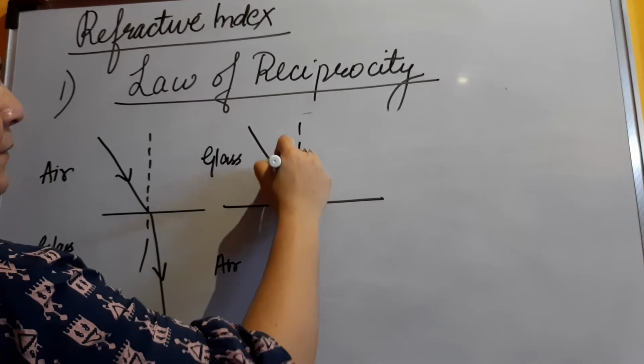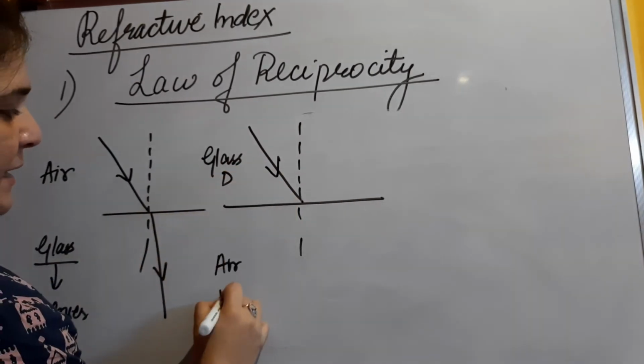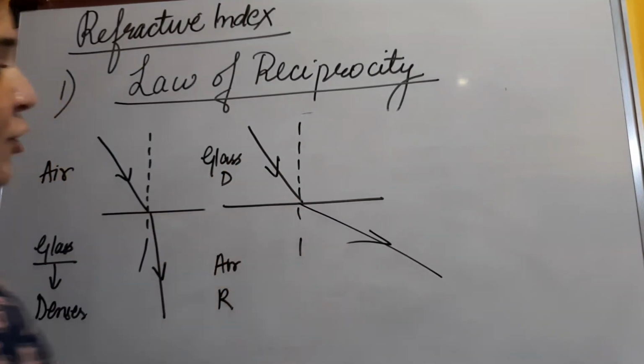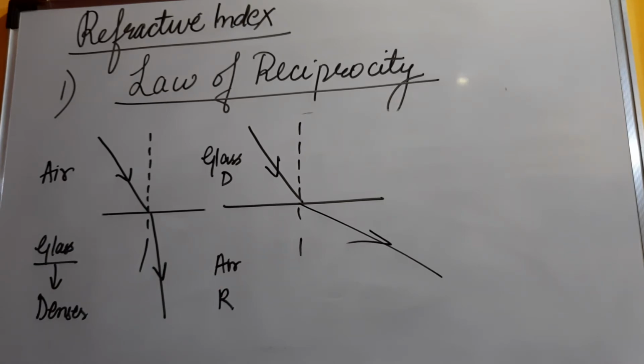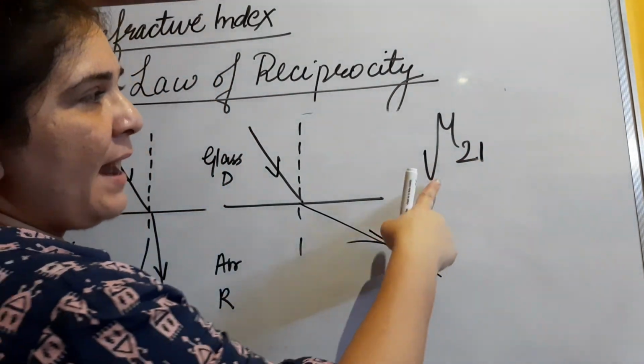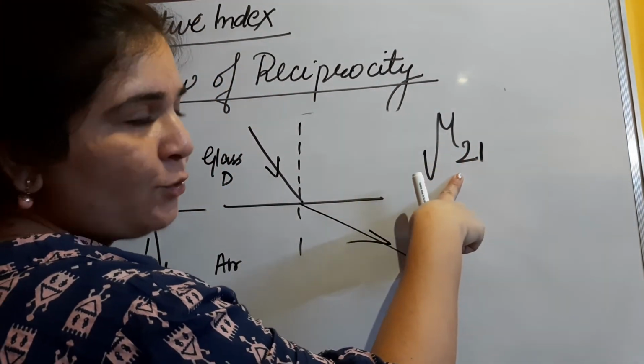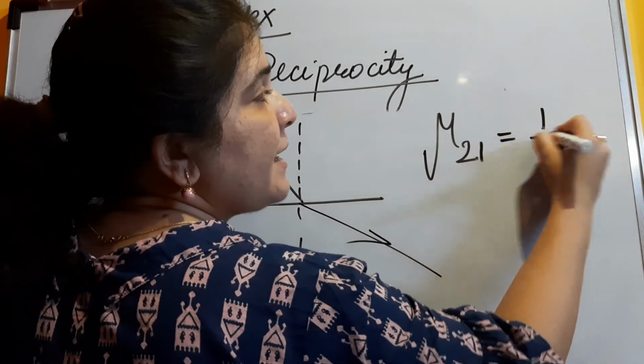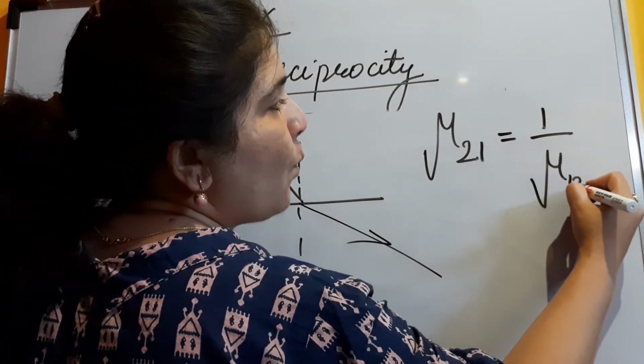Again, light ray will come. This is denser medium, this is rarer medium, so it will move away from the normal. Okay. So now what we have seen, if we had taken light ray from air to glass, it moved towards the normal. If we had done the reciprocal of it, glass to air, it moved away from the normal. So the law of reciprocity for refractive index says that mu 2 1, okay, refractive index of medium 1 with respect to 2 will be the reciprocal of mu 1 2.